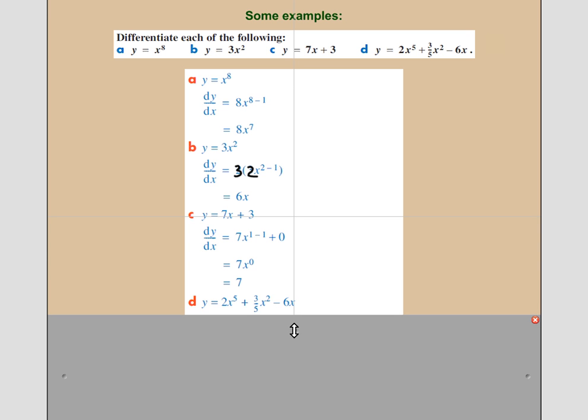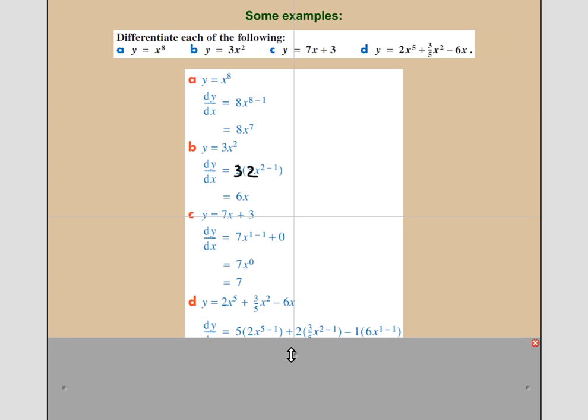And finally, the last one, we have 3 parts to find the derivative. So taking the first part, it doesn't really matter the order we put the 5 and the 2 because multiplication is commutative. So we've got 5 times 2x to the power of 5 minus 1. Then we've got 2 times 3/5 times x, subtract 1 from the power. And of course 1 times 6x and then subtract 1 from the power.